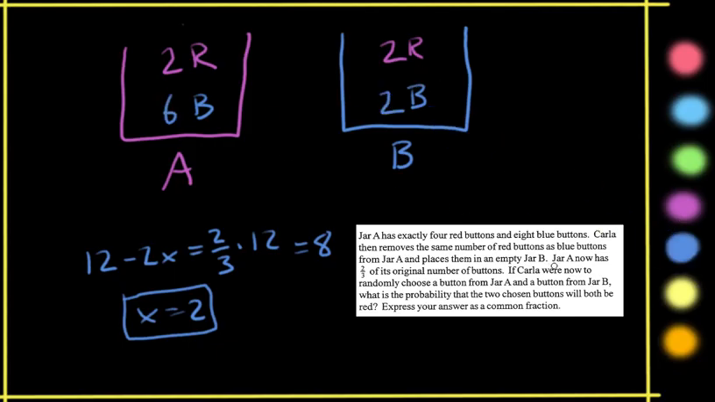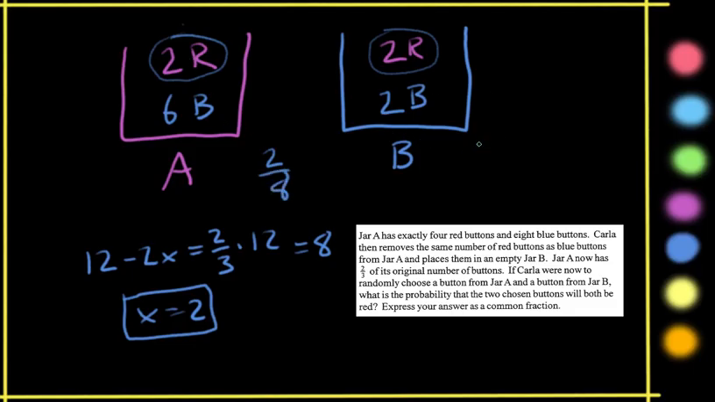Okay, now it says if Carla were now to randomly choose a button from jar A and a button from jar B, what is the probability that the 2 chosen buttons will both be red? Okay, so these are independent events now. If she chooses one from A and she chooses one from B, we can have the probability that the A is going to be red. That's going to be 2 over 8, because 2 of them are red out of the 8 total.